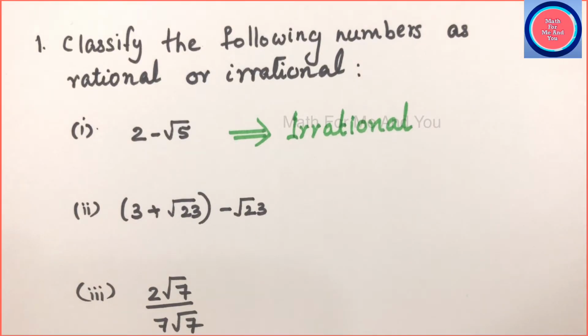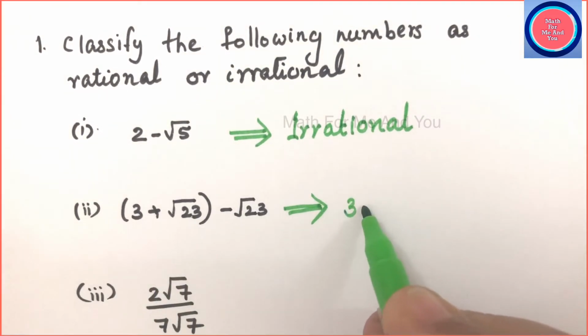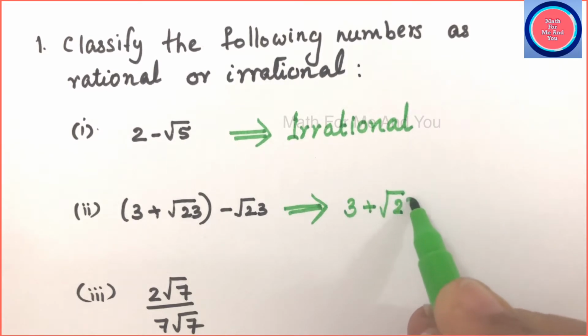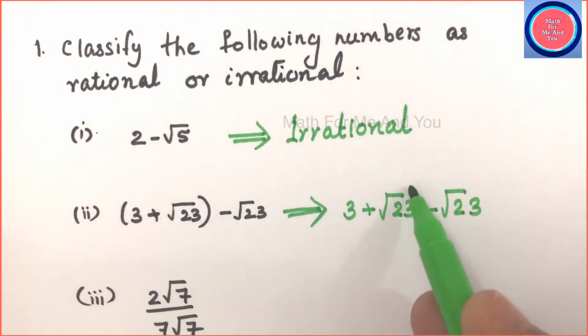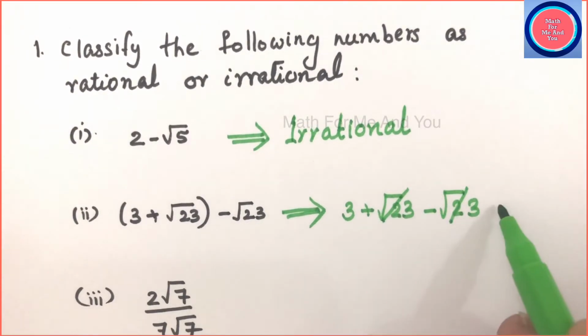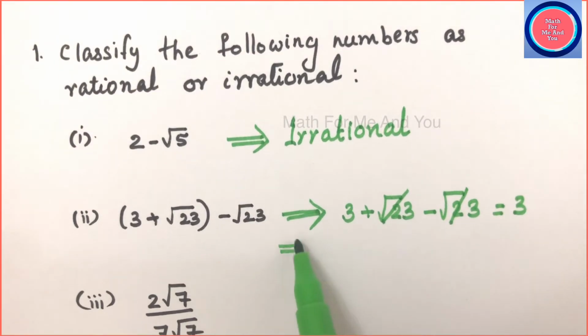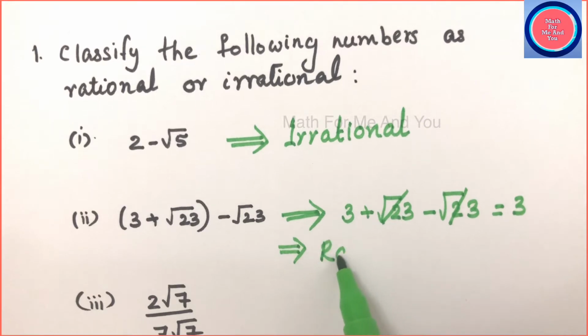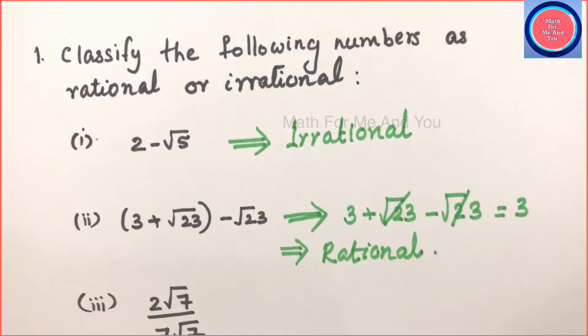Next is (3 plus root 23) minus root 23. We can open the bracket here and simplify first. 3 plus root 23, we write that number, then minus root 23. Plus root 23 cancels with minus root 23. Then the remaining number is 3. 3 is a rational number, we know that. So this number, 3 plus root 23 minus root 23, is a rational number.